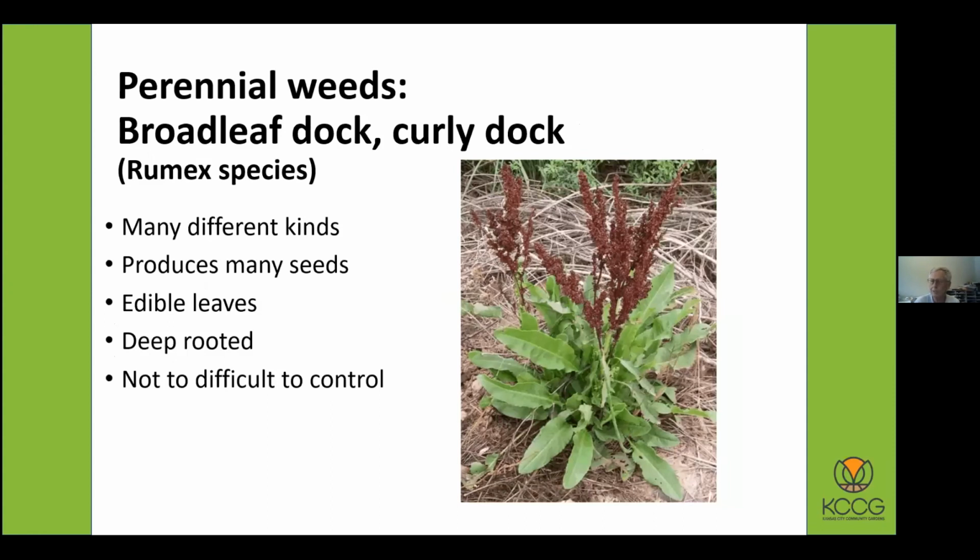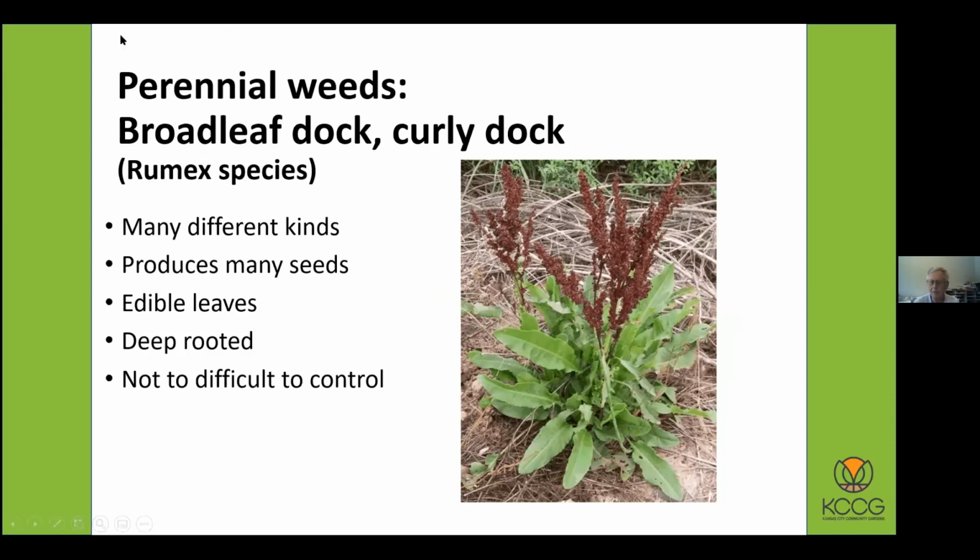Another perennial weed is called dock. There's many different kinds. The genus name is Rumex. There's broadleaf dock, there's curly dock, there's some other docks. They produce lots of seeds. They don't spread so much by underground roots, but more by seeds.